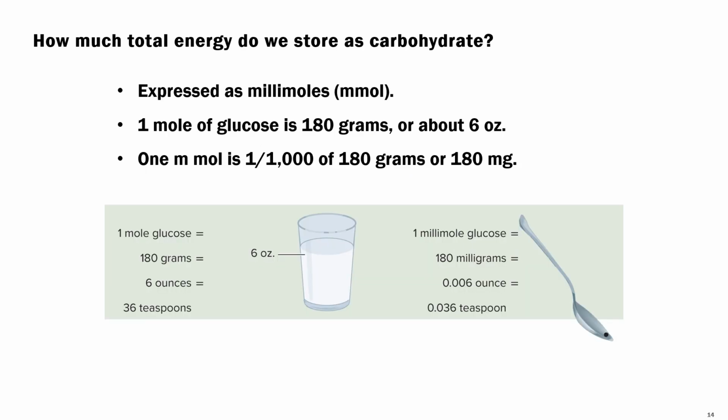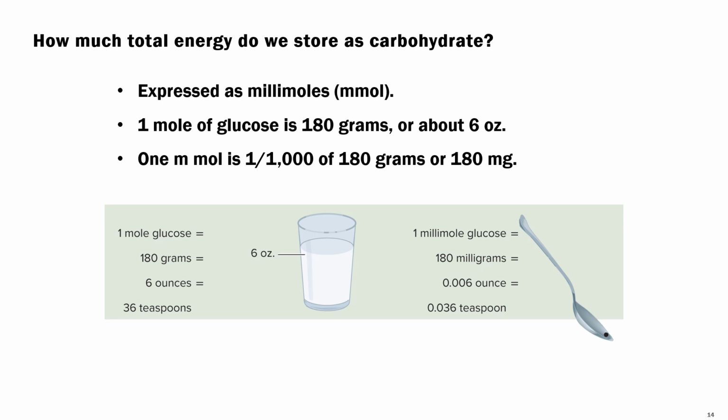So how much total energy do we store as carbohydrates? You'll see it is expressed as millimoles. So 1 mole of glucose is 180 grams or about 6 ounces, whereas 1 millimole is 1/1000th of 180 grams, or 180 milligrams. So you'll see the glass of milk as 1 mole of glucose, which is equal to 180 grams. It's 6 ounces. That means it's 36 teaspoons.